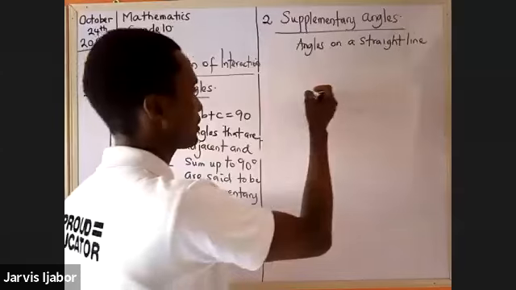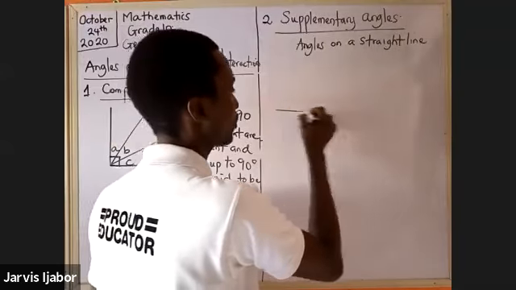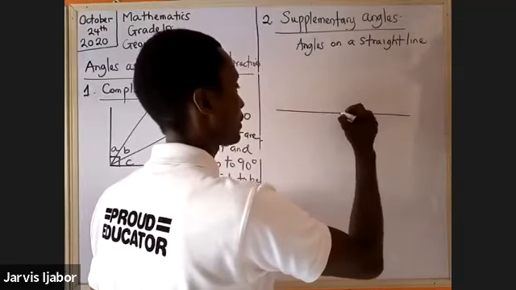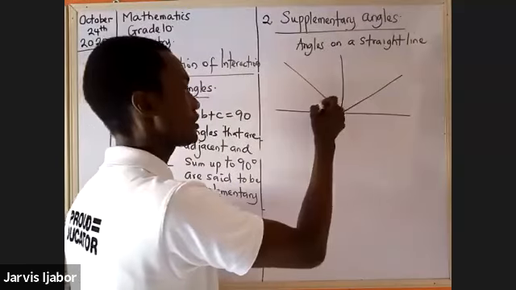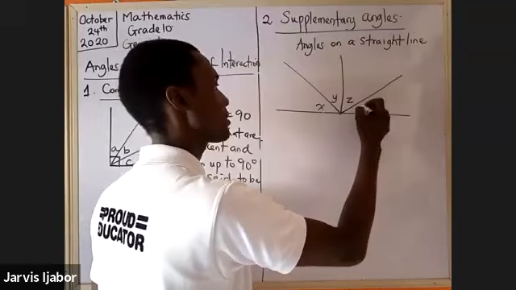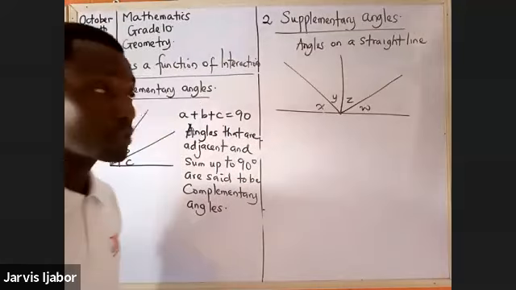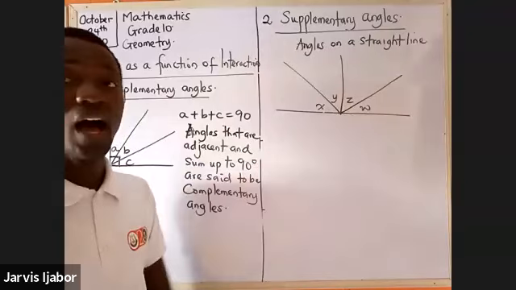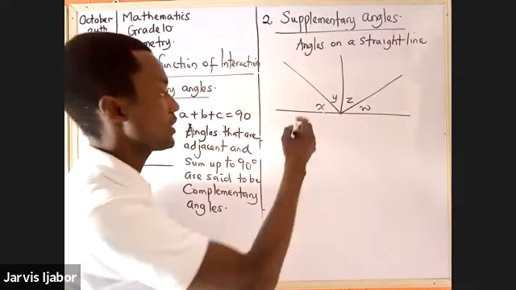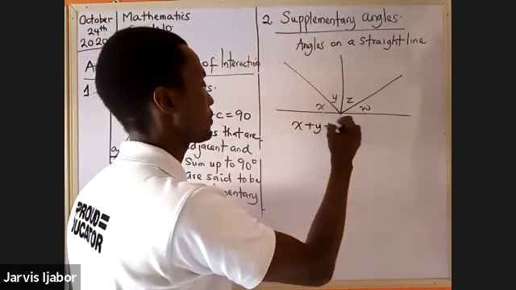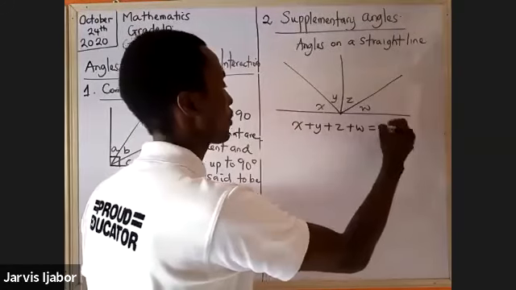Now let's look at this. This is a pictorial view of what we're talking about. Let me call this X, Y, Z. Let me call this W, no problem. So all these angles are what? Supplementary. So it means X plus Y plus Z plus W is equal to 180 degrees.